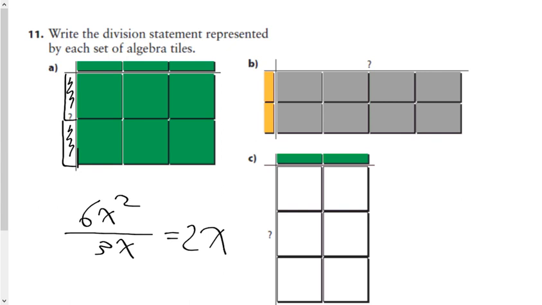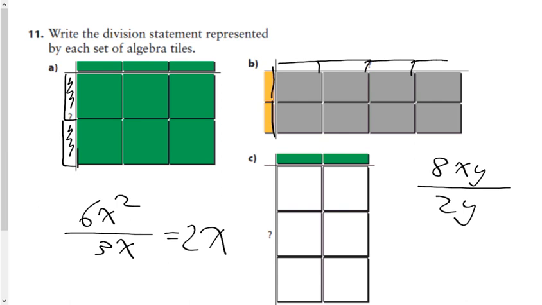In the next one, if I wrote down the area here is 8xy divided by the side length that we know, which is 2y, will mean that this here is going to be positive or negative. They're going to be positive. It's going to equal 4x. Right?